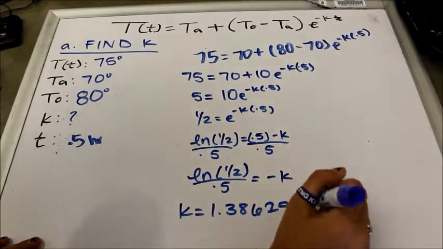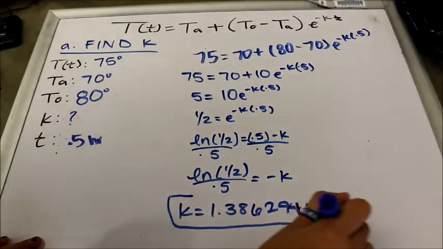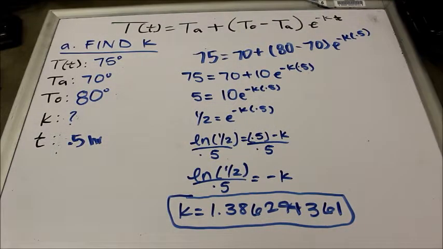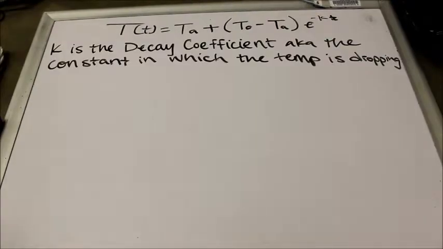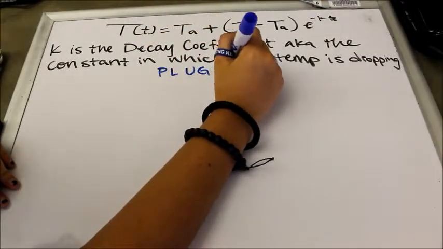K, who is no longer lost in the sauce, is equal to 1.3862943661. We have now found K, which is the decay coefficient or the constant at which the temperature of Mr. Fies' body is dropping.